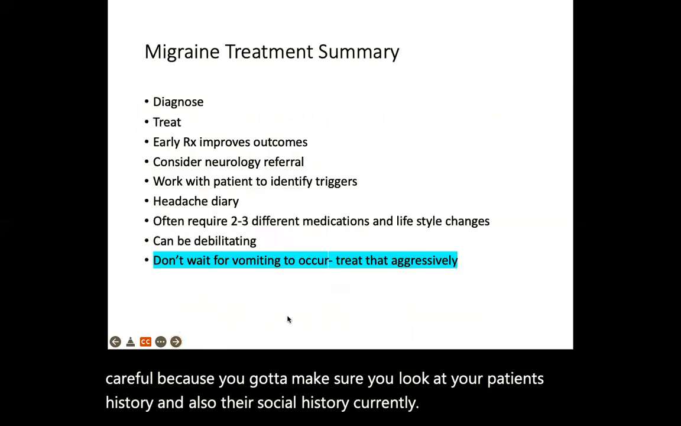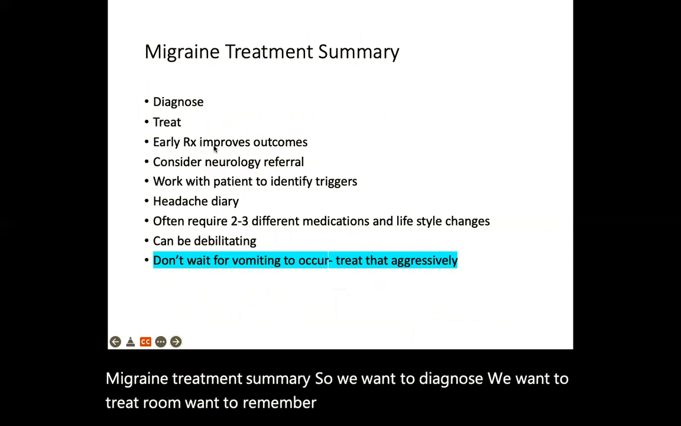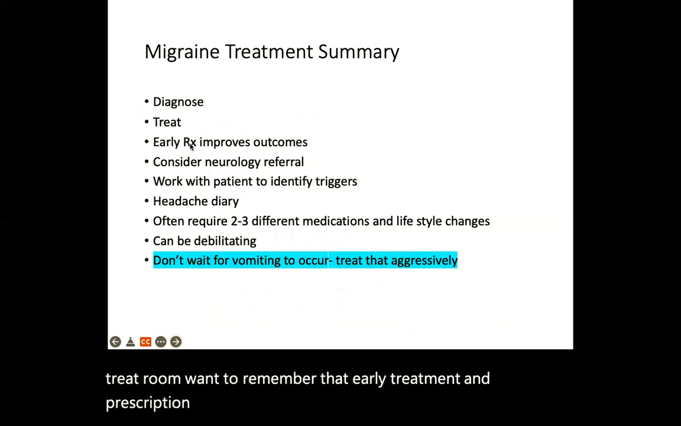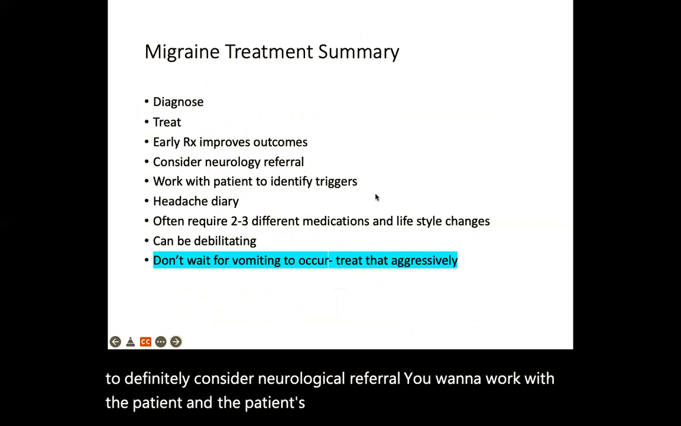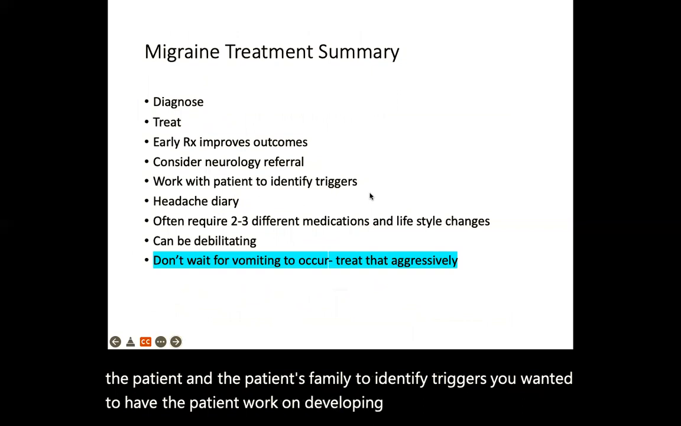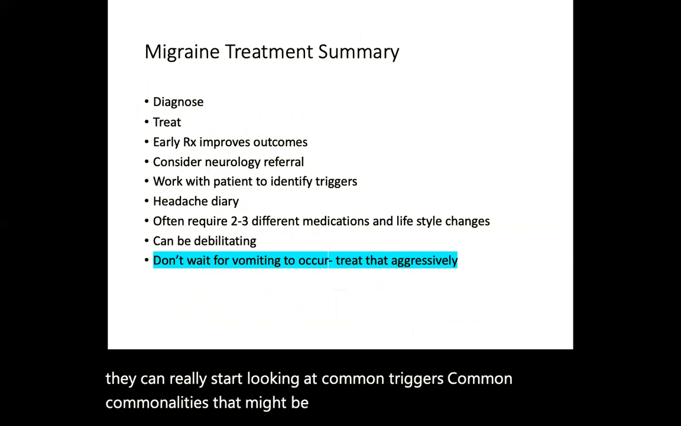Migraine treatment summary. So we want to diagnose, we want to treat, we want to remember that early treatment and prescription, diagnostics improves outcomes. You want to definitely consider a neurological referral. You want to work with the patient and the patient's family to identify triggers. You want to have the patient work on developing a headache diary just so they can really start looking at common triggers, commonalities that might be leading to the headaches.